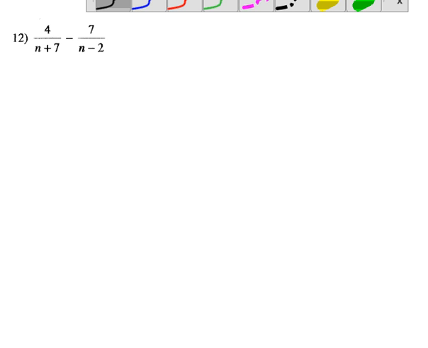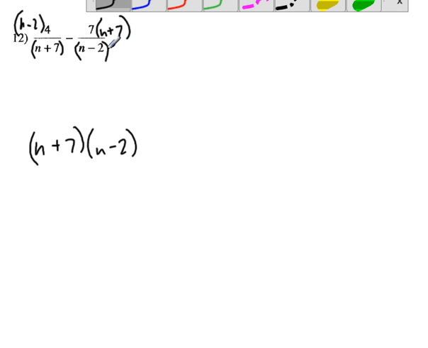All right, number 12. Common denominator. I want this to be a quick process. I'm just going to model how I do this. I know my common denominator is going to be n plus 7 times n minus 2. I also know what's missing. Remember that question, what's missing? On top, on the 4, is an n minus 2. On the 7, what's missing is an n plus 7.